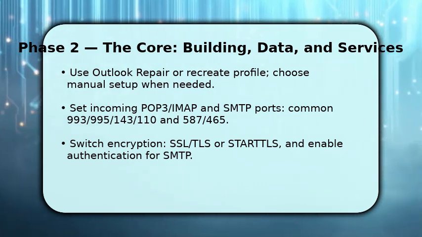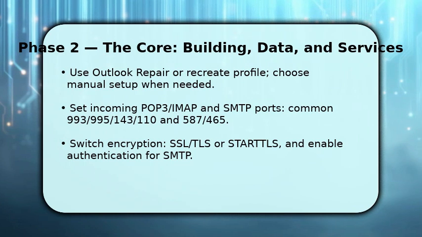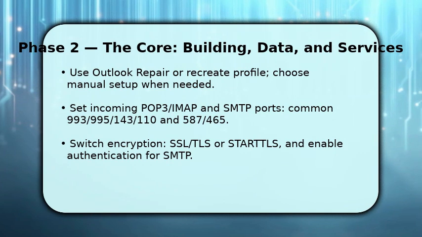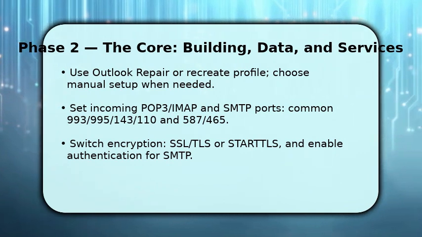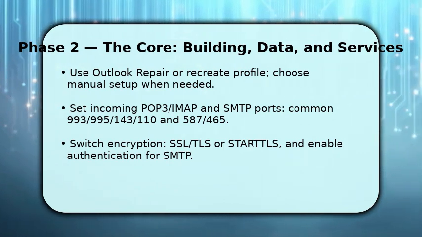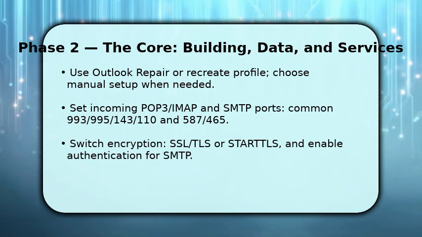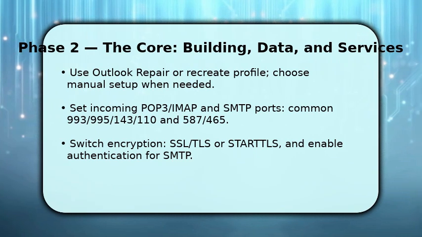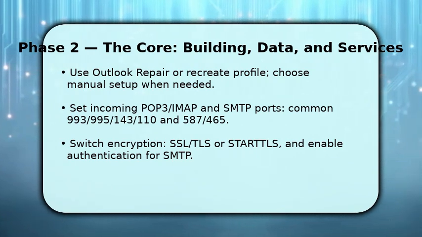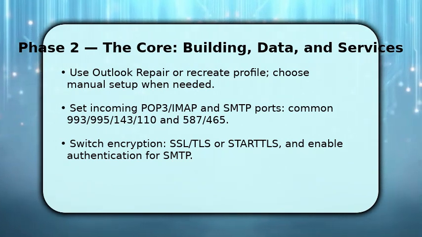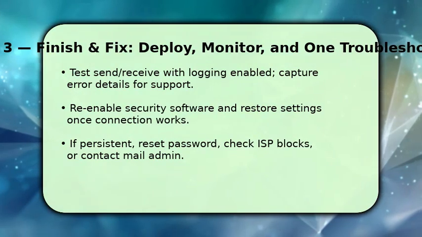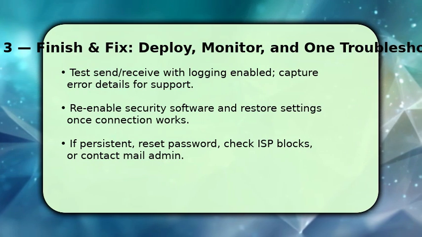Also switch encryption modes between SSL/TLS and STARTTLS to test compatibility. And ensure SMTP requires authentication using the same credentials. This fixes mismatches that produce 0x800CCC0E. Finish by enabling Outlook logging, then test send and receive to collect precise error text. This tells you if the failure is DNS, authentication, or port related.